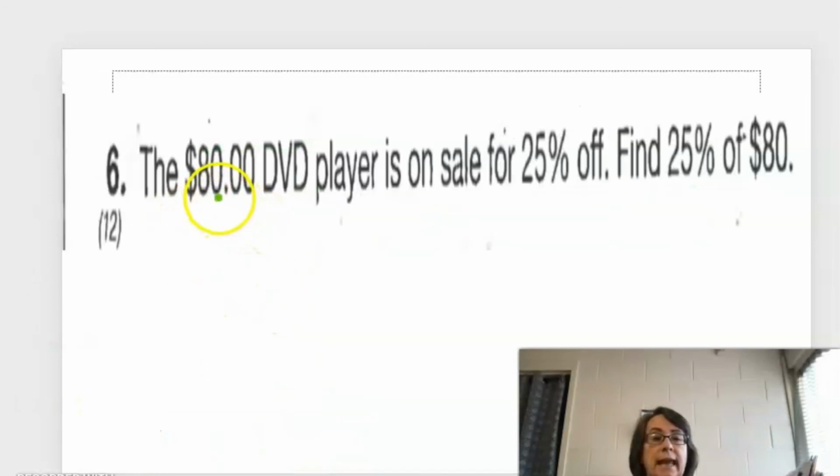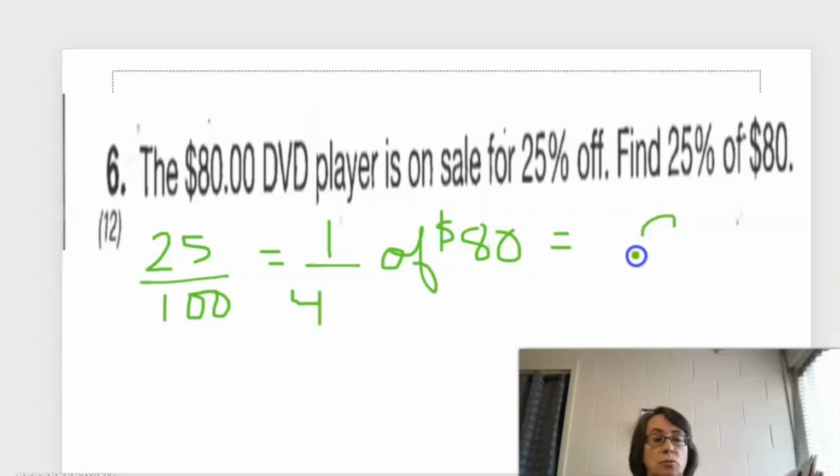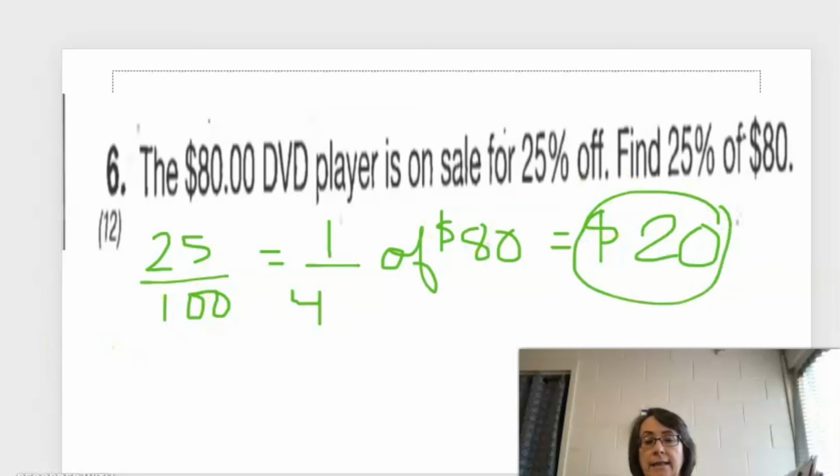And number 6, the $80 DVD player is on sale for 25% off. Find 25% of 80. Now, I could say 25% is 25 hundredths, which I know is 1/4. So 1/4 of 80 is simply $80 divided by 4, which is $20. I like to do things as easily as possible.